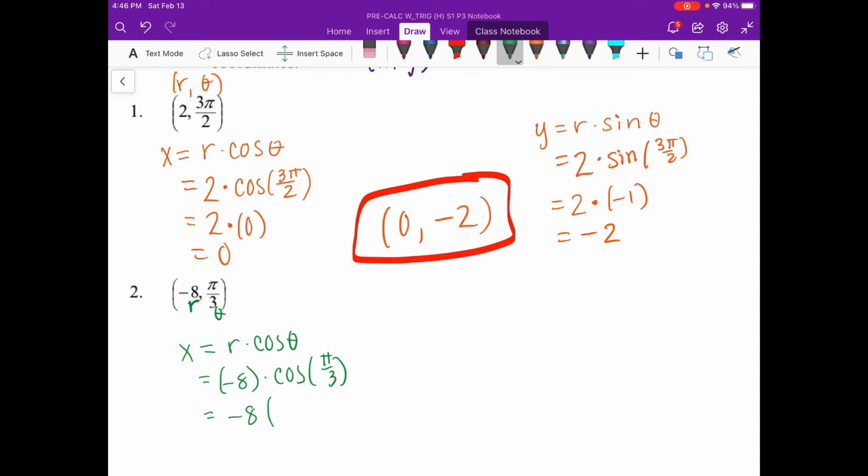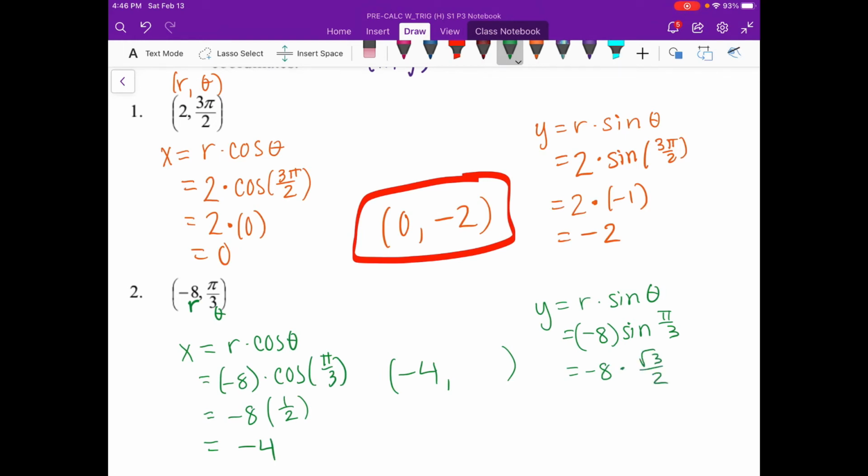And that equals negative 8 times cosine of pi over 3, which is 1/2, which means x is negative 4. So my point, x is negative 4. And we're going to do the same thing for y. That's r times sine of theta. R is negative 8. Sine of pi over 3 is going to equal square root of 3 over 2.